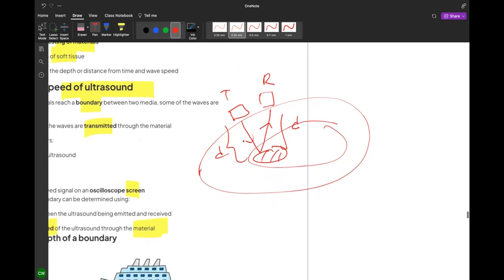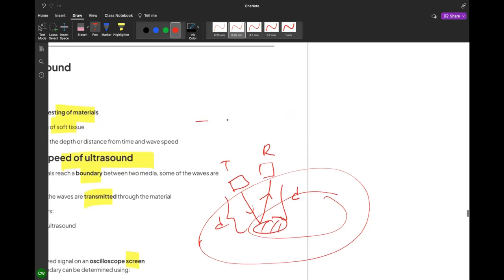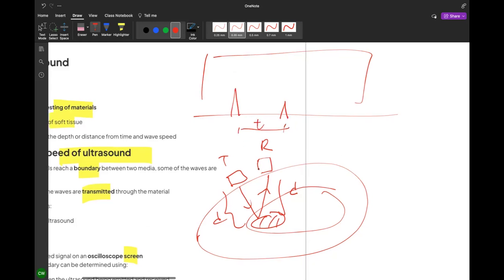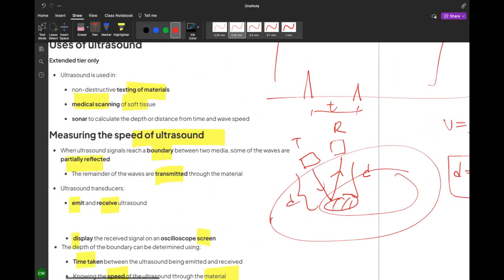Okay, so then they will tell many things. On the CRO, you see pulses like that. This one will tell you about the time. Because the speed is 2d over t, the depth will be vt over 2. So this one will tell us about the depth. We use this way to measure the depth of something.